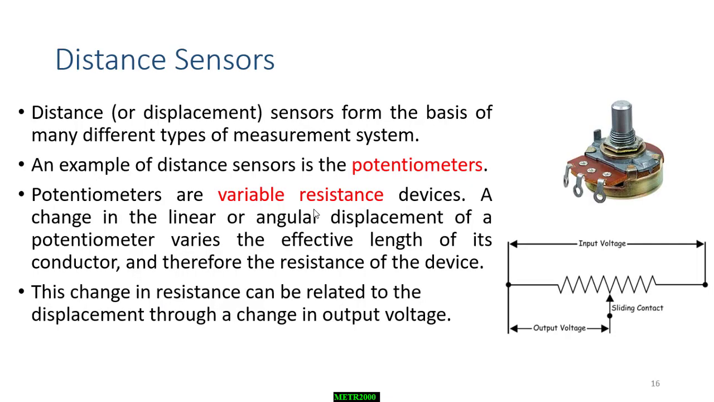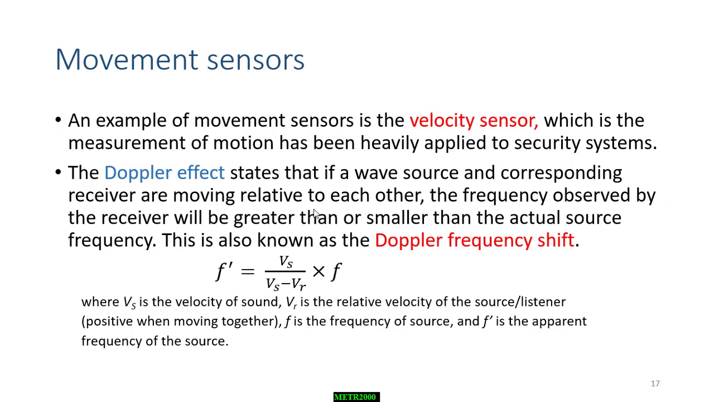The first one is the potentiometer. As you can see here, it's just a variable resistor that changes when you change the displacement or distance. Where can we find this one? When you increase the volume in your stereo, you can find this knob which increases the volume in your stereo, which is a distance sensor.